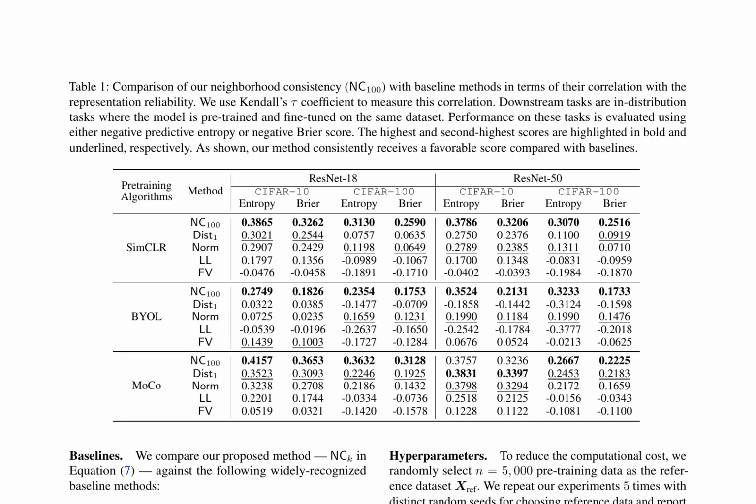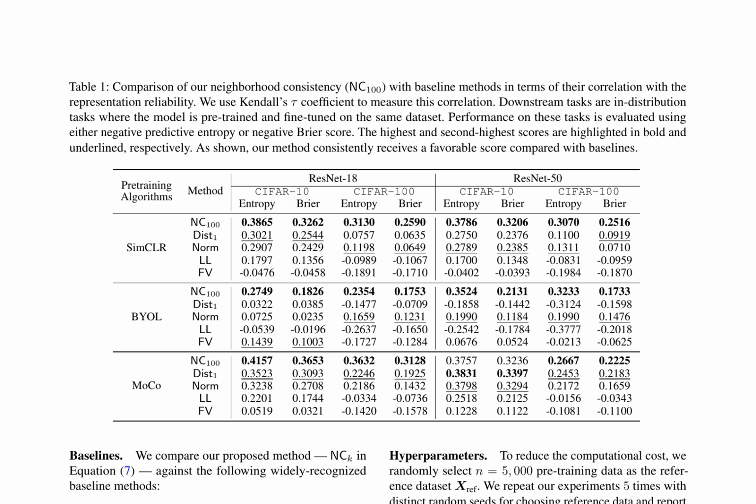The authors of the research paper present a comparative analysis of their proposed neighborhood consistency method, denoted as NC100, with 4 baseline methods: dist, norm, LL, and feature variance, FV. This comparison is based on the correlation of each method with the representation reliability, measured using Kendall's tau coefficient.